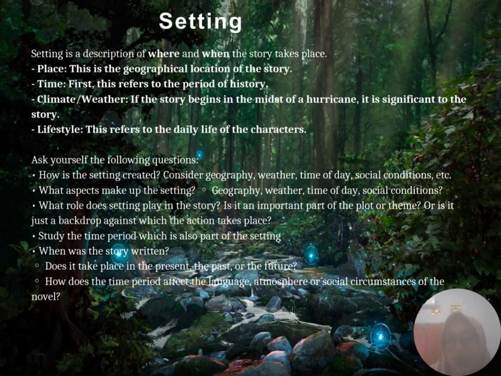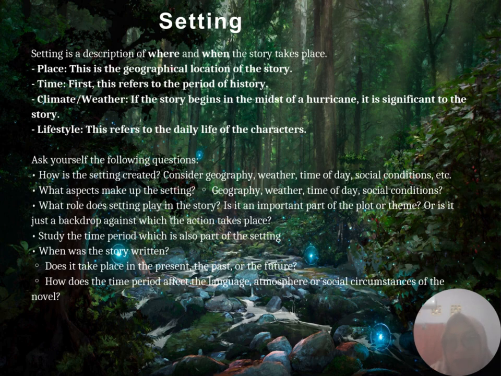It shows us, or it describes to us, the situation of the novel itself. And also the lifestyle. This refers to the daily life of the characters. So the setting usually we put at the beginning, and when we talk about setting, it helps the reader to understand and form a certain point of view on something.